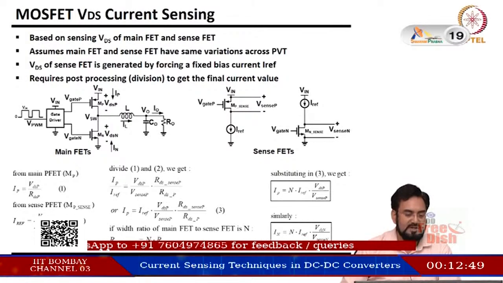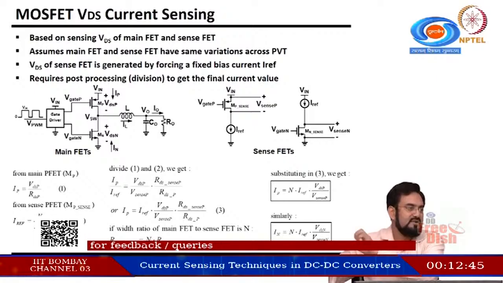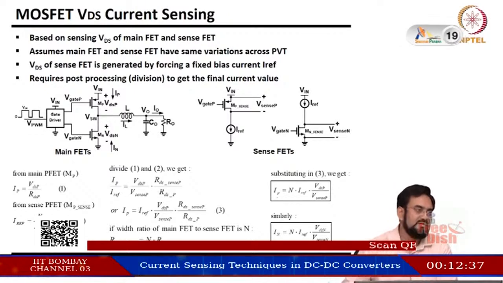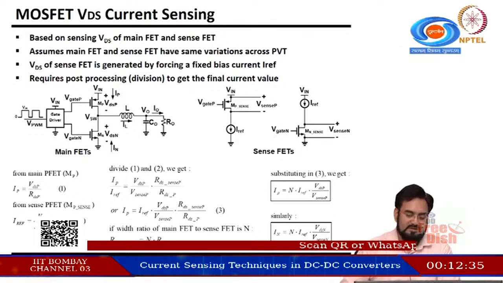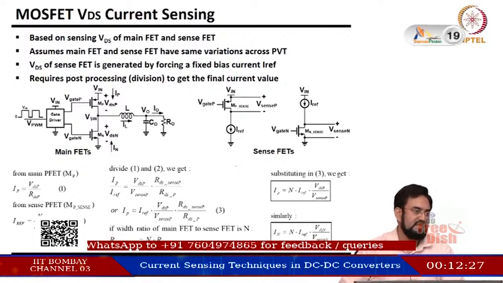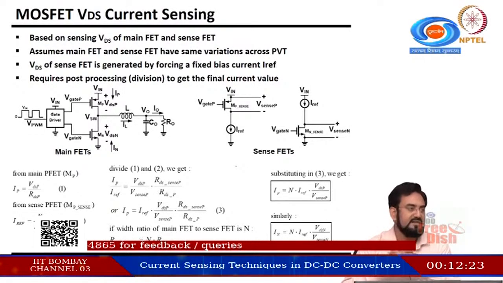So what you do, you take this voltage and this voltage, and have an ADC. From the ADC you generate these two codes and divide the codes, and then multiply it by n times IREF. You will get the load current right away, okay. So this is a very simple method and very decent accuracy you can achieve, and most of the time you may not need a dedicated ADC for this.